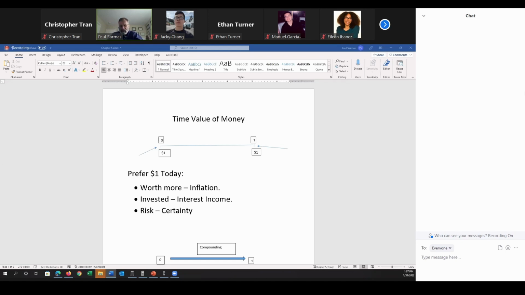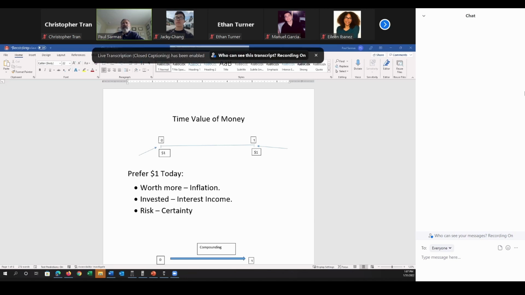Okay, this chapter, chapter 5, deals with time value of money. So this is a lecture in chapter 5, time value of money, and essentially tells you that money has time value.